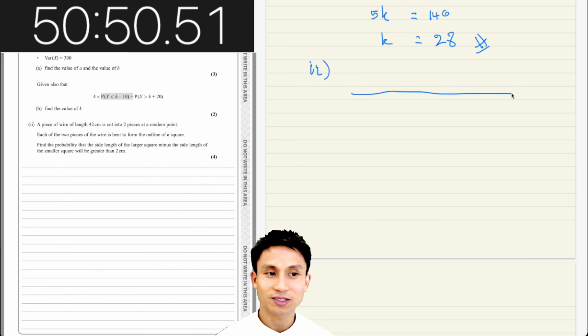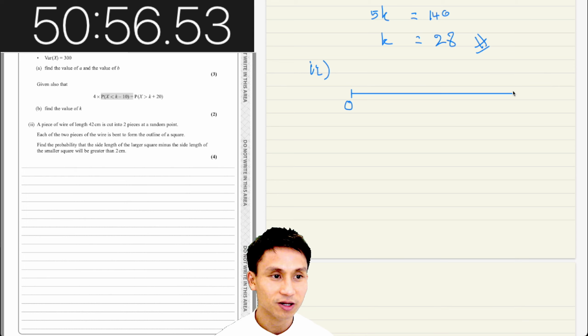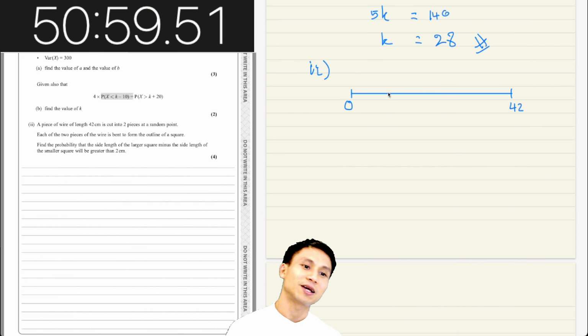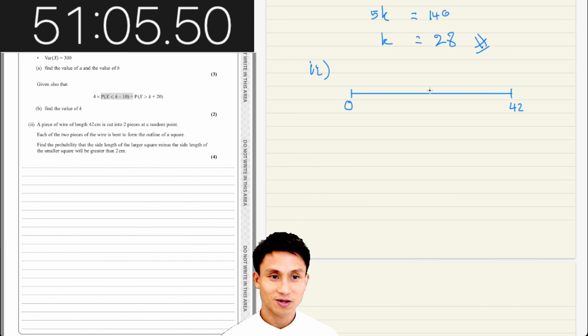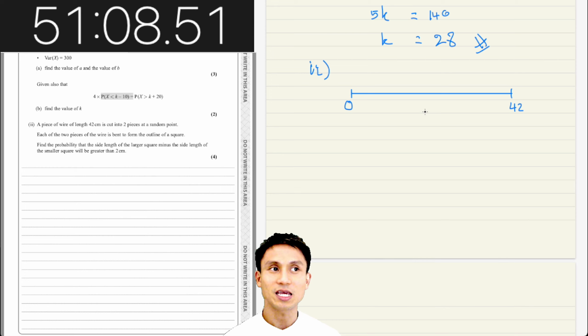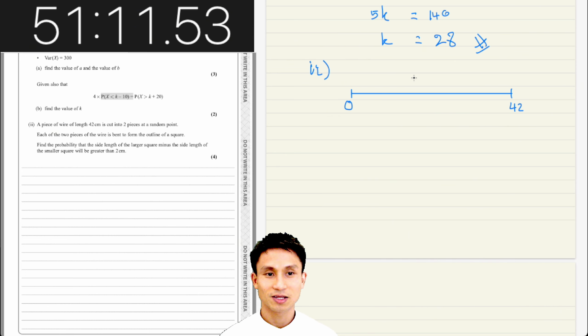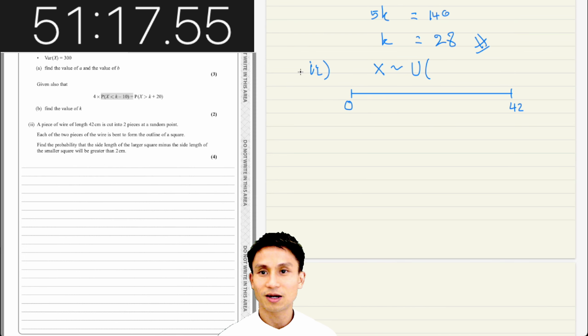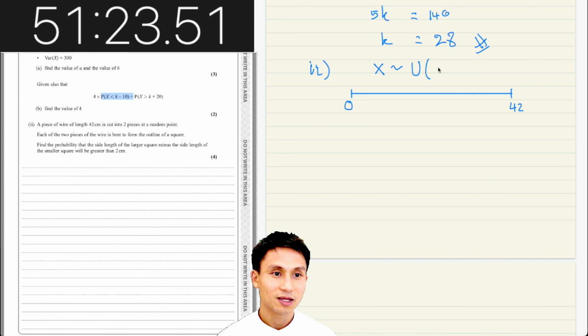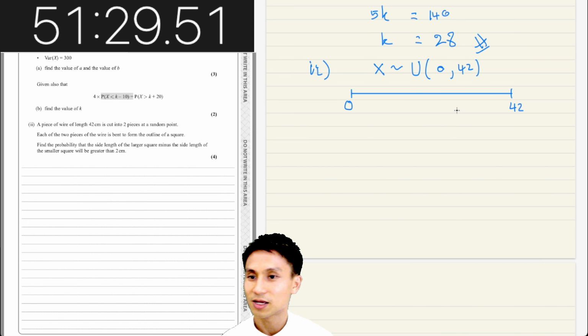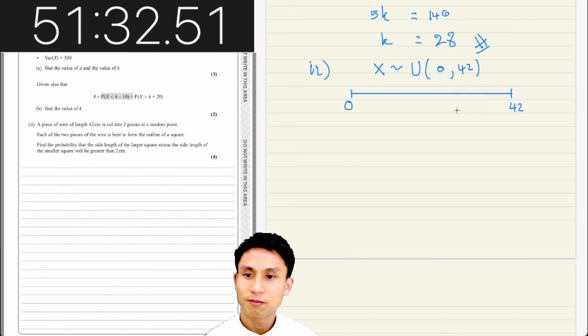So if this is a wire of length 42, starting from 0 here and 42 here, you can cut in any place, and we can use the uniform distribution again because any point has an equal probability of being cut, right? So we're going to model x as a uniform distribution from a to b, so we write 0 and 42, yeah? A to b. Okay.